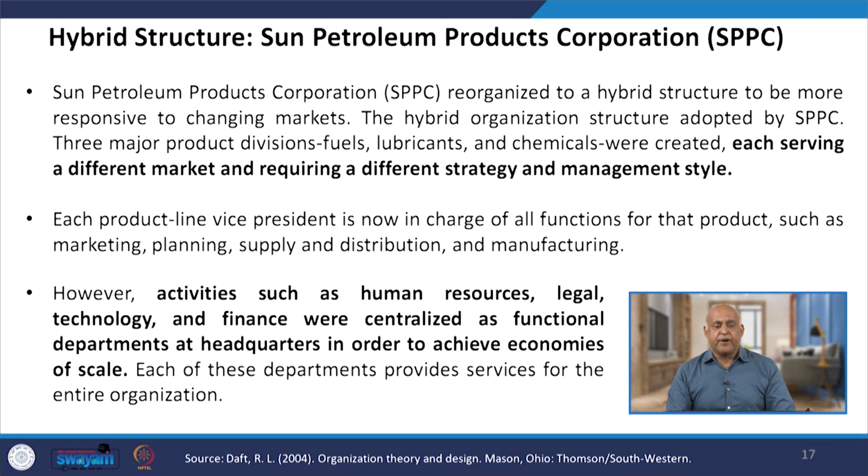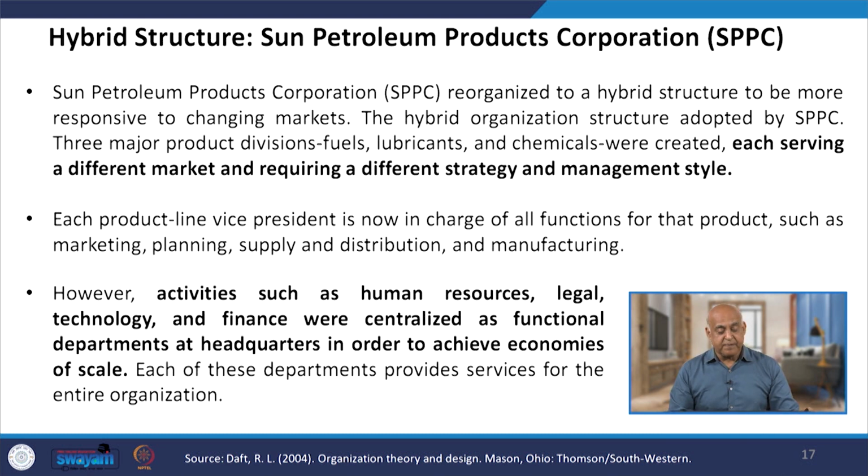Such a petroleum products corporation recognized the need for a hybrid structure to be more responsive to changing markets. So, this Sun Petroleum Products Corporation has adopted this particular hybrid structure to replace the traditional structure. In the hybrid organization structure adopted by SPPC, 3 major product divisions, fuels, lubricants and chemicals, were created, each serving a different market and requiring a different strategy and management style.